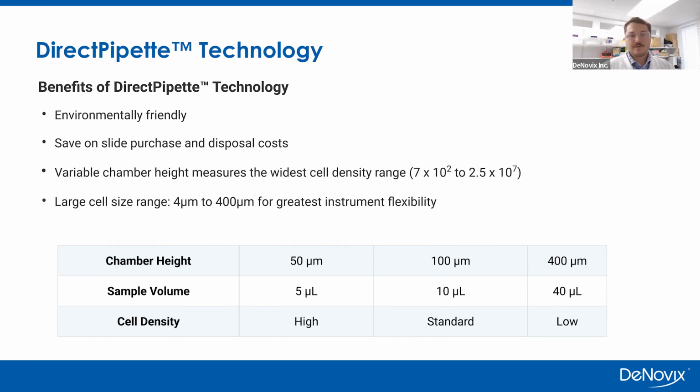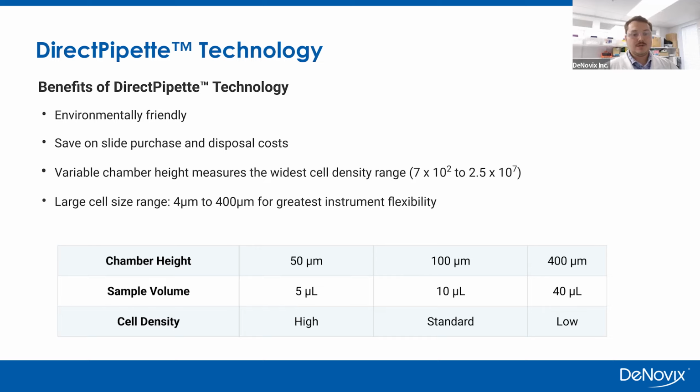So there are benefits of the direct pipette technology. First and foremost, it's environmentally friendly because, again, you do not need to dispose of any plastics. Now, a few benefits of the chamber heights. So one, there's no need to dilute or concentrate your samples because we have a wide density range of 700 cells per milliliter all the way up to 25 million cells per milliliter. And we also have a large cell size range from 4 microns to 400 microns.